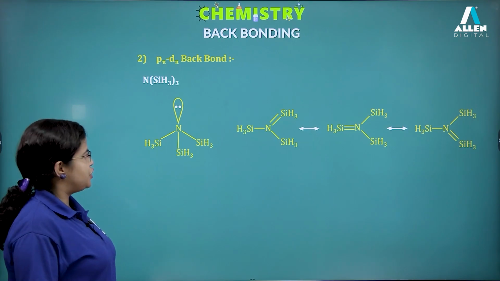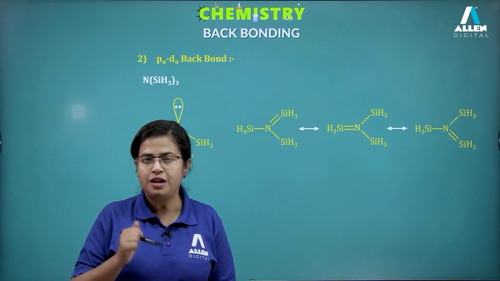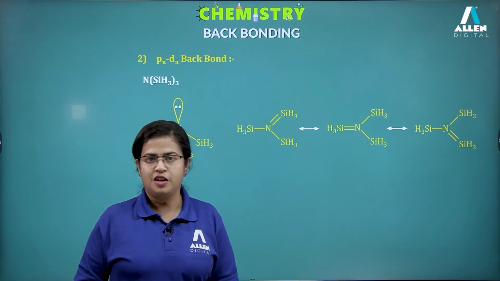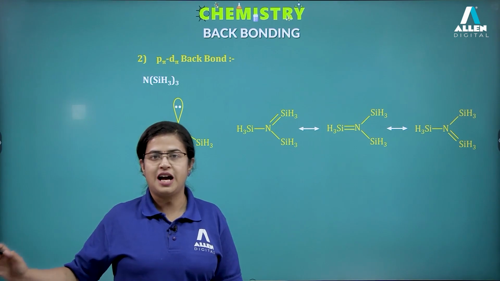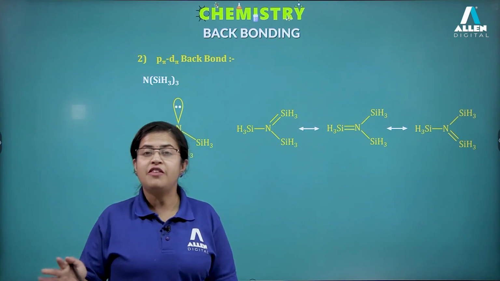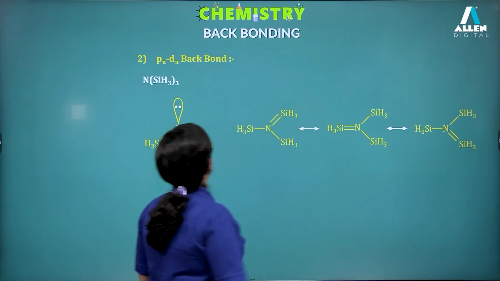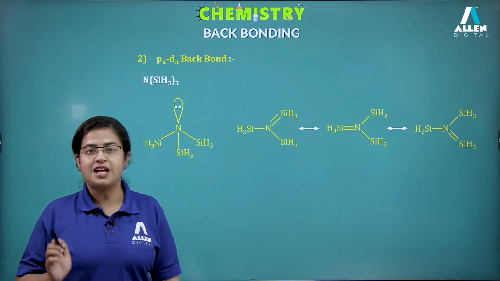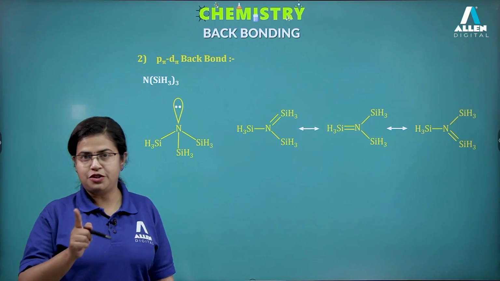As I had just mentioned, what do you think? Is that lone pair actually available on the nitrogen atom? Is it actually present in a hybrid orbital? No. Due to back donation, this lone pair is not present on the nitrogen atom. It's present on any one of the 3d orbitals present on these silicon atoms. So, the hybridization of the nitrogen atom here is sp2 instead of sp3.